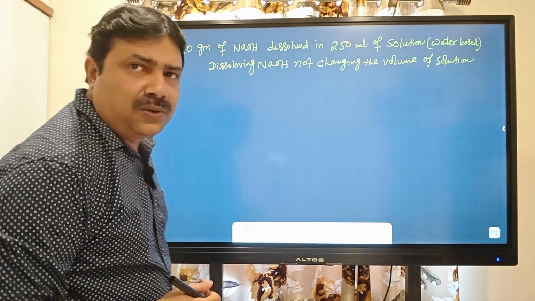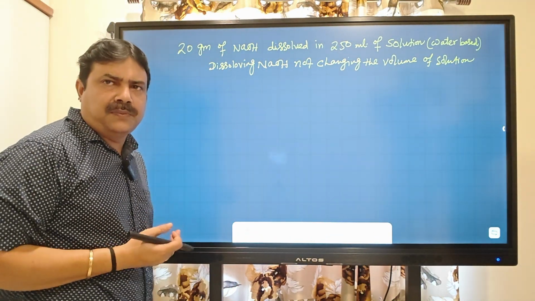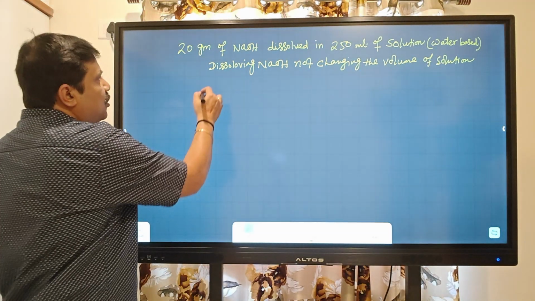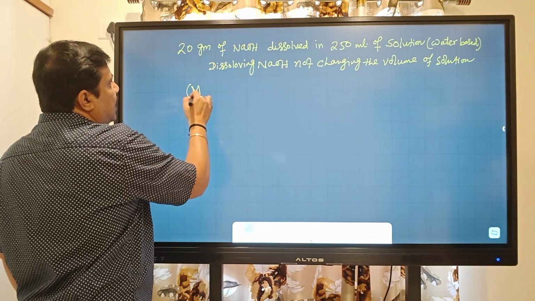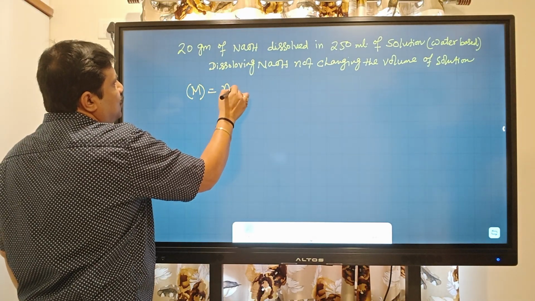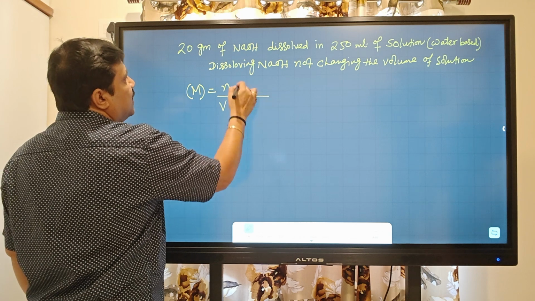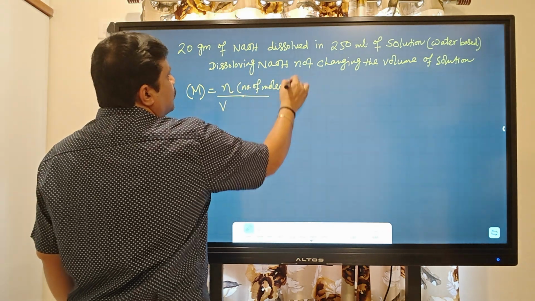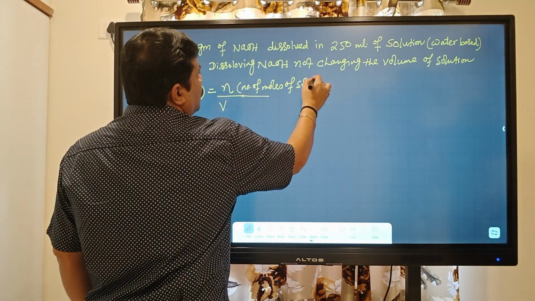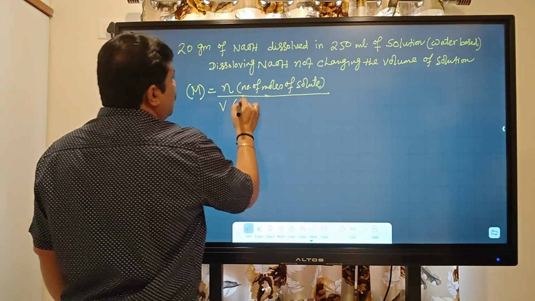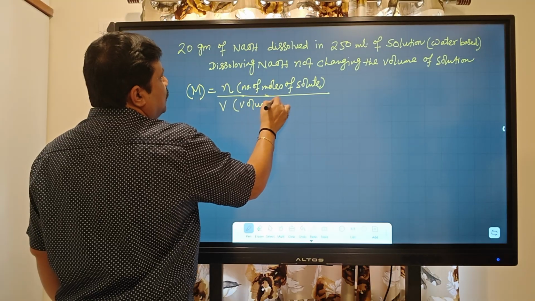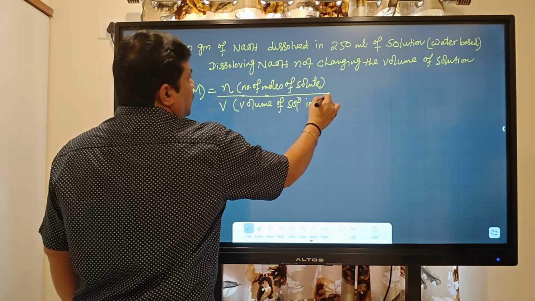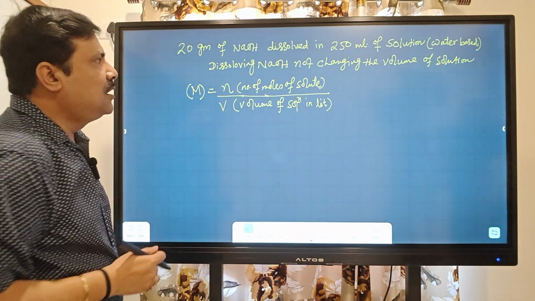You look at how we will do this problem. This is a basic problem, not even a board level problem. Very simple problem we started. I told you molarity, capital M, equals number of moles of solute by volume of solution in liters. n is the number of moles of solute, by volume of solution in liters. So that is nothing but your molarity.